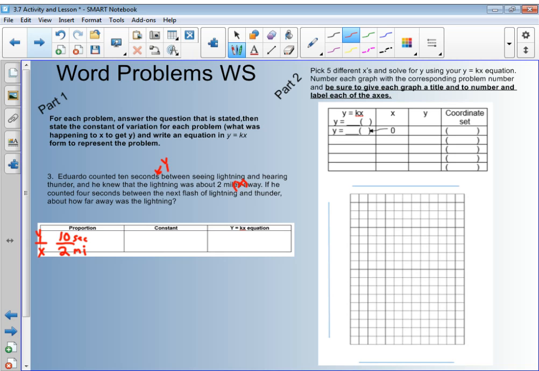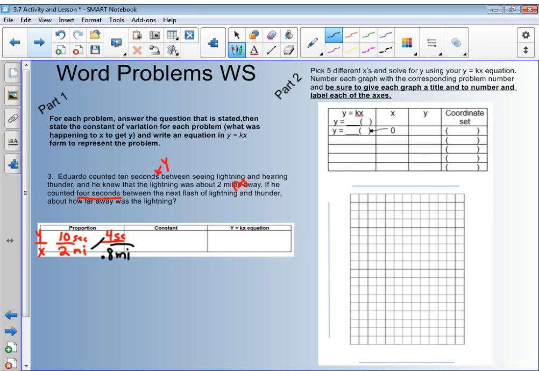Okay, the third bit of information: if he counted 4 seconds between the next flash of lightning and thunder, about how far away was that? So our seconds we have as our top number, so we're going to put 4 as our top. Now we'll cross multiply and divide, so 4 times 2 would give us 8 divided by 10. So 8 divided by 10 is going to give me 0.8 or 8/10 of a mile.